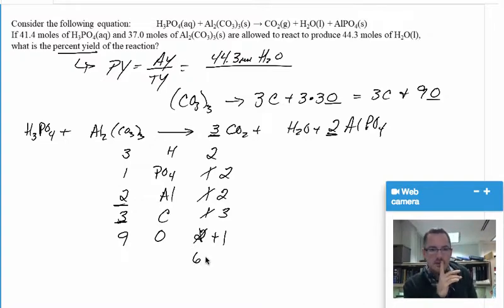All right, so let's see here. All my phosphates are a little unbalanced. I do have 2 phosphates on the right-hand side, so why don't I go ahead and put 2 phosphates on the left-hand side by putting a 2 in front of H3PO4.